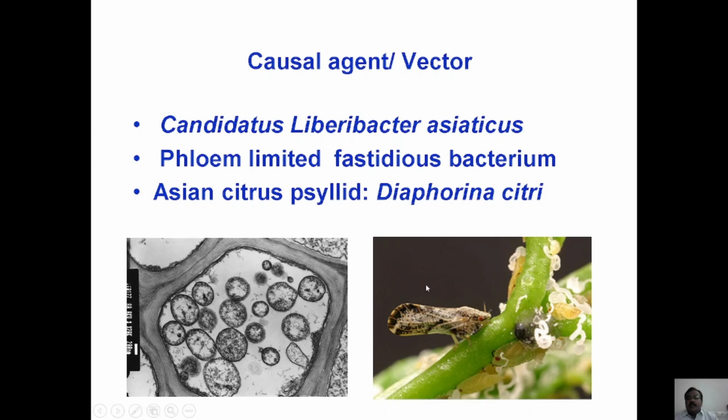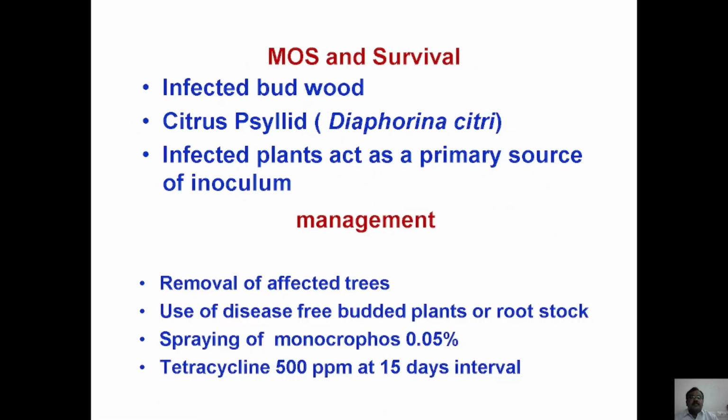This is the psyllid Diaphorina citri, which transmits the phytoplasma causing the Huanglongbing symptoms. The infection spreads from infected budwood, when the budwoods are collected from infected plants, and it gets transmitted by the insect vector, that is Diaphorina citri. The infected plants act as the primary source of inoculum, and the secondary spread is mainly through the insect vector.